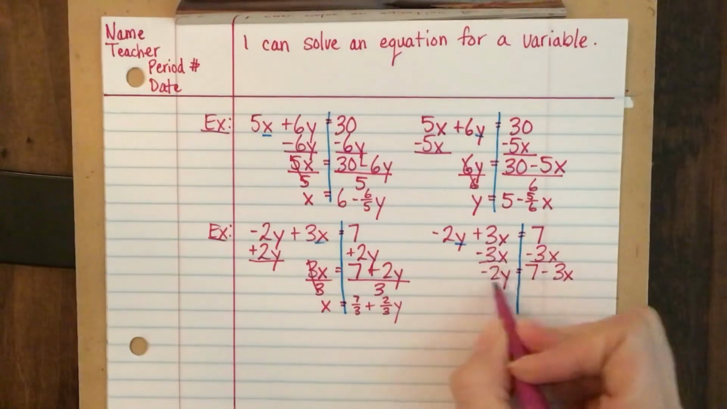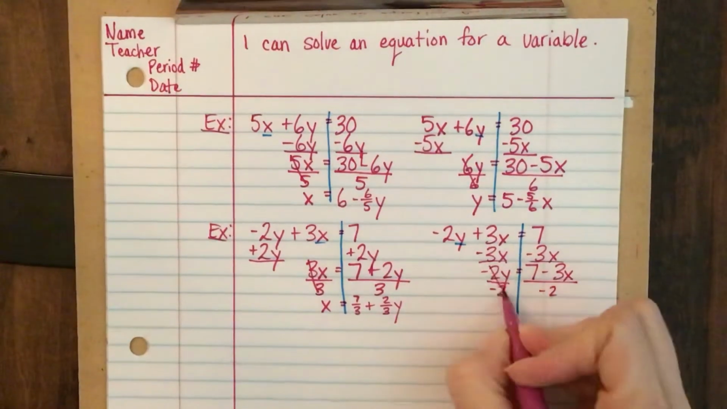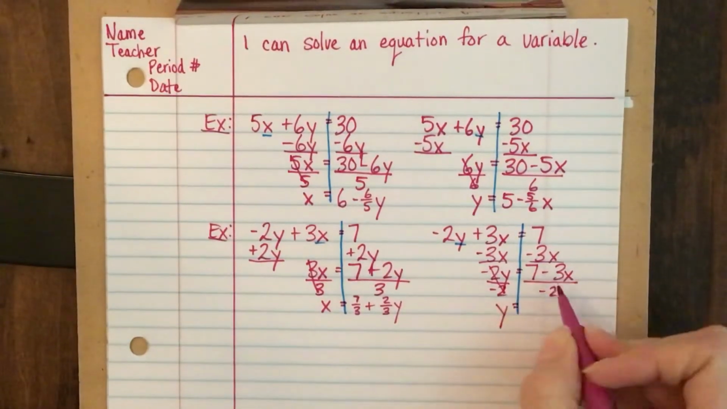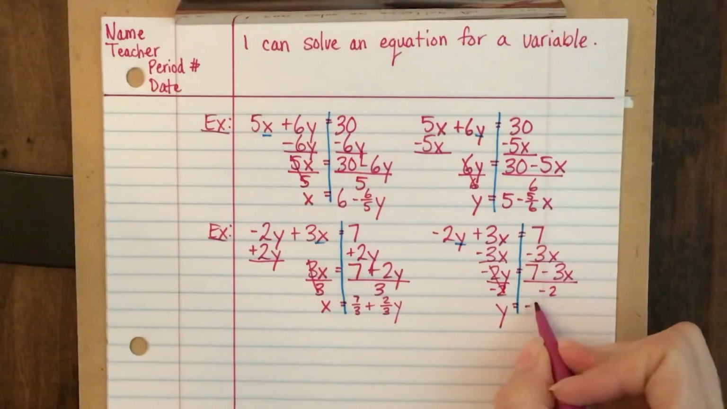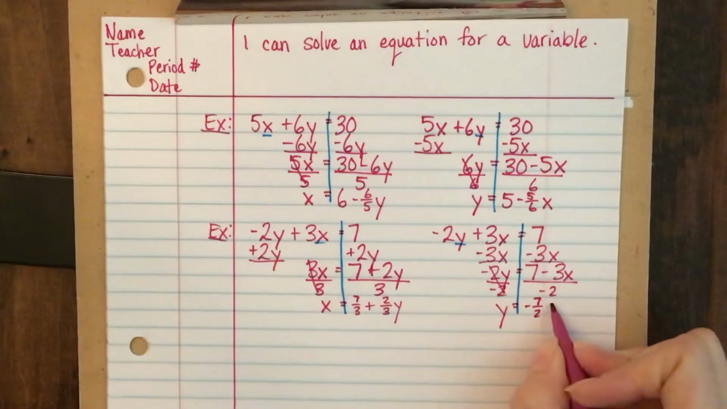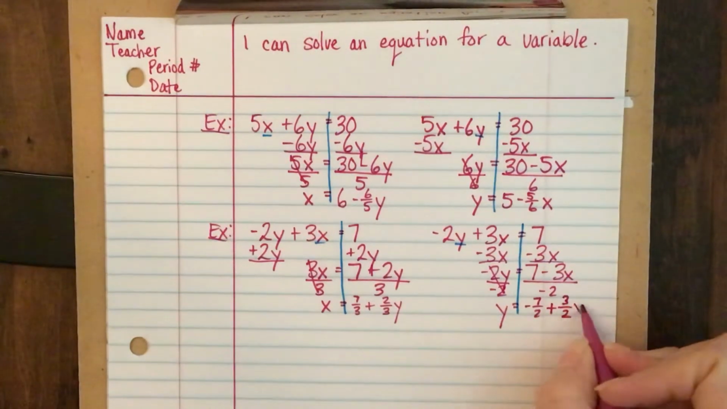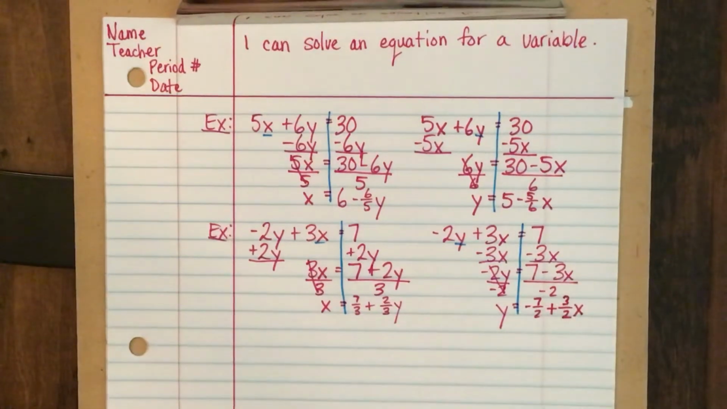Now I can divide both sides by -2. And you're going to get y is equal to, this is going to be 7/2, so -7/2. Negative divided by a negative is a positive, so this is going to be plus 3/2 x. Okay? All right, I'm going to give you an opportunity to practice now.